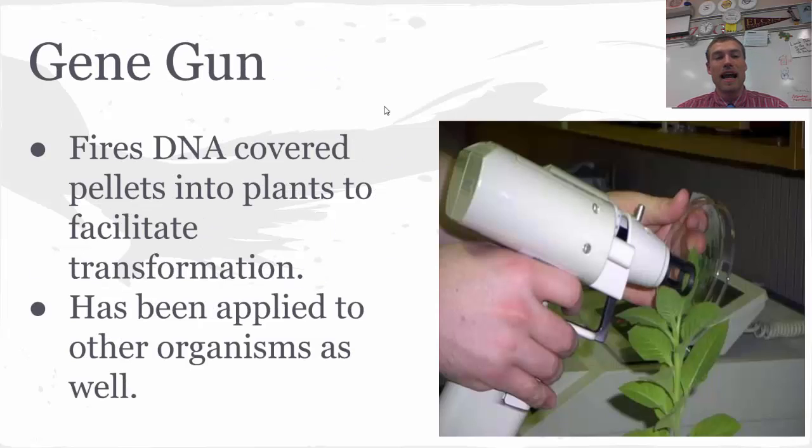We also can have these really cool things called gene guns, which fire DNA-covered pellets into plants, as well as some other organisms, but usually plants. What that does is put the DNA right into the plant cells, and even right into the nucleus, and that will transform it, and you have a new tissue.